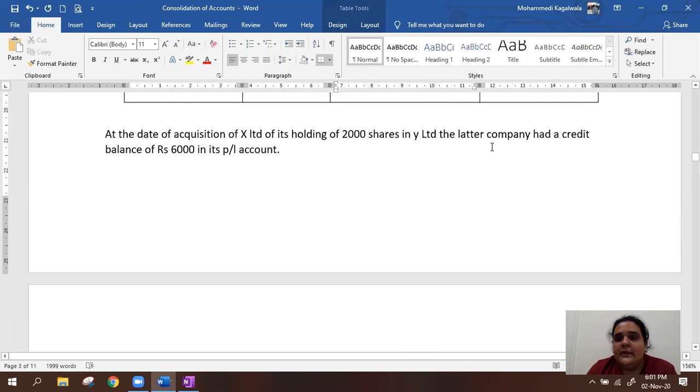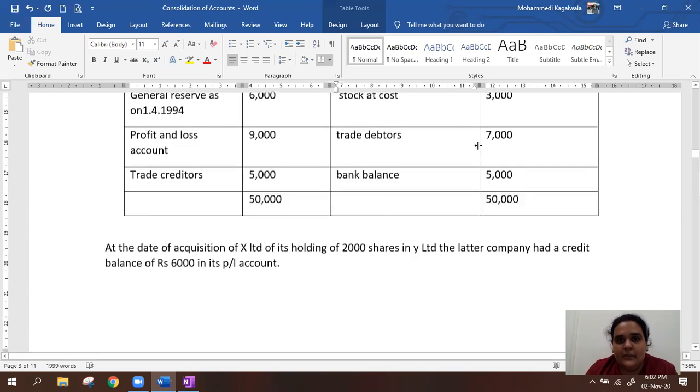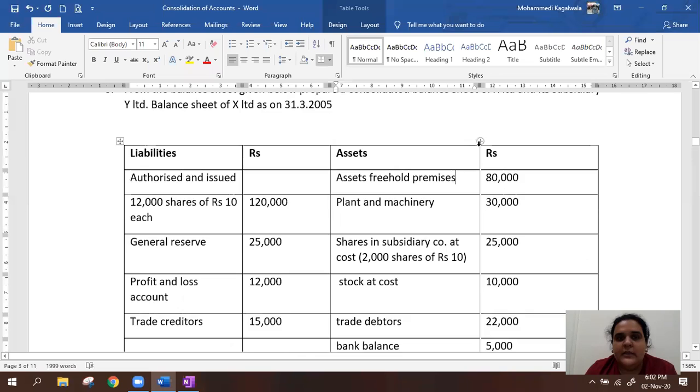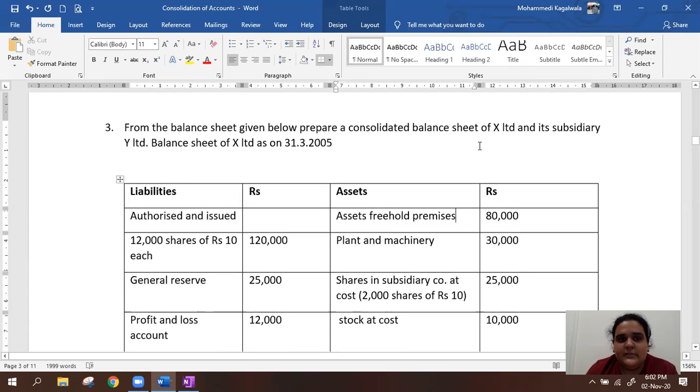Okay. In Y Limited, the latter company had a credit of ₹6,000 in its P&L account. Y Limited had a credit of ₹6,000 in its P&L account. It means this is the opening P&L. Okay, I am giving you all this sum as homework. It is the same way as how I solved question number 2. So I expect you all to practice. Am I making myself clear?